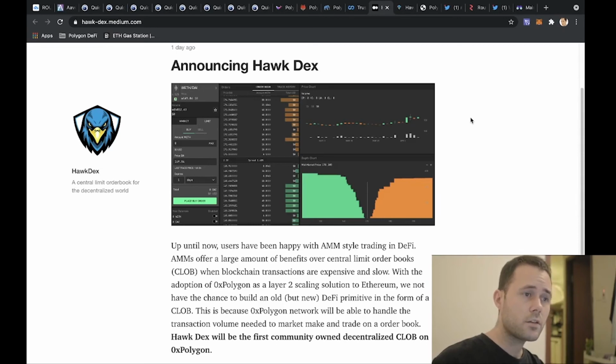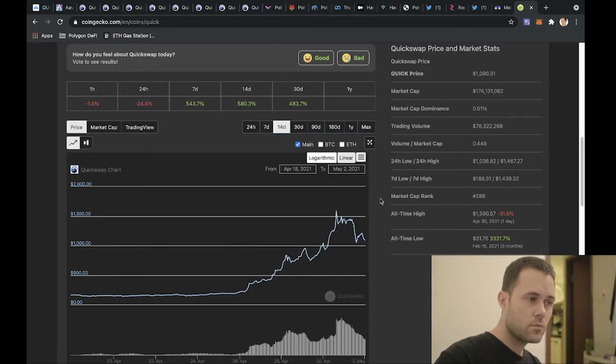But it's really exciting to see this innovation, and I think that's the really exciting thing about Polygon, because I haven't seen transaction fees this low. I don't know what other chains have transaction fees this low. Is XRP this low? Like fractions of a penny? I don't think so. Just taking a quick look at the QuickSwap chart.